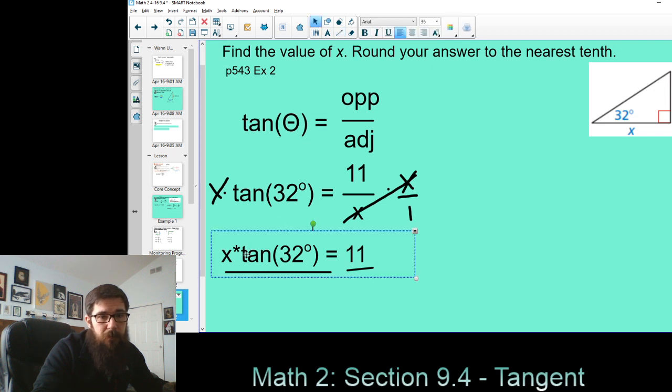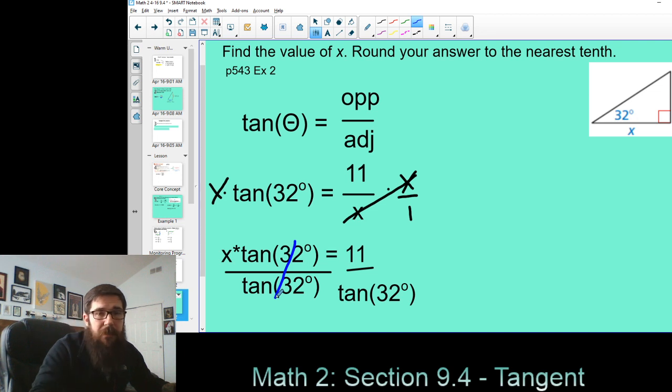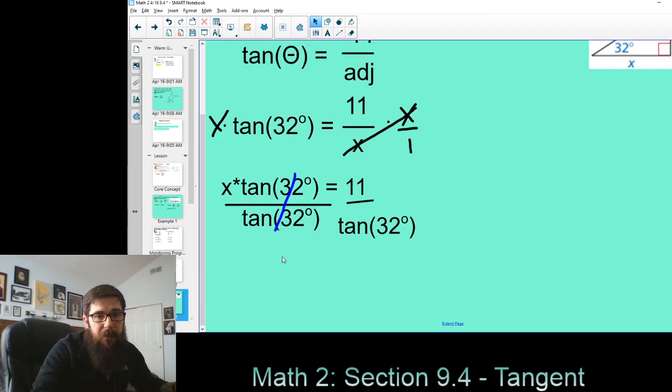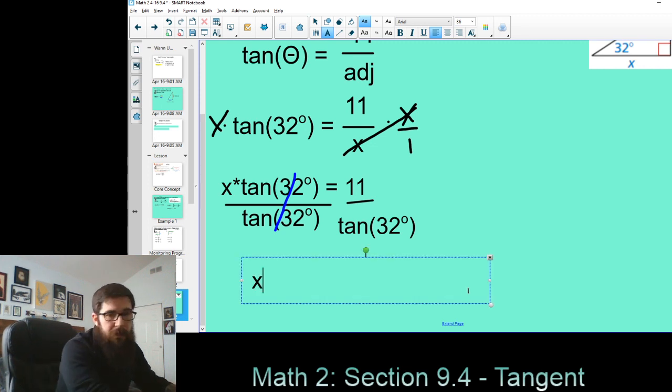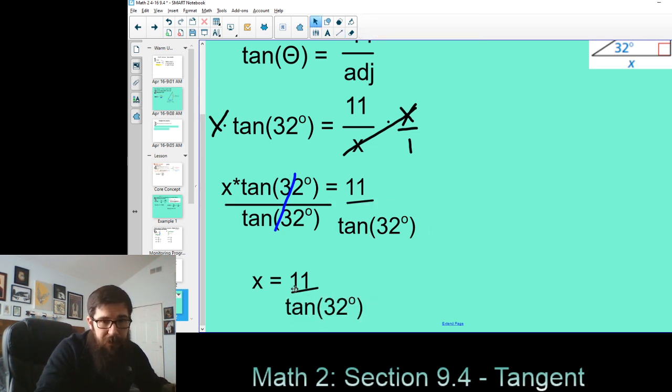If I divide both sides by tangent of 32, on my left side, tan of 32 and tan of 32 are going to cross cancel. So what that's going to end up giving me is x equals 11, and then it's still divided by tan of 32. Here's where the calculator is going to come in handy.